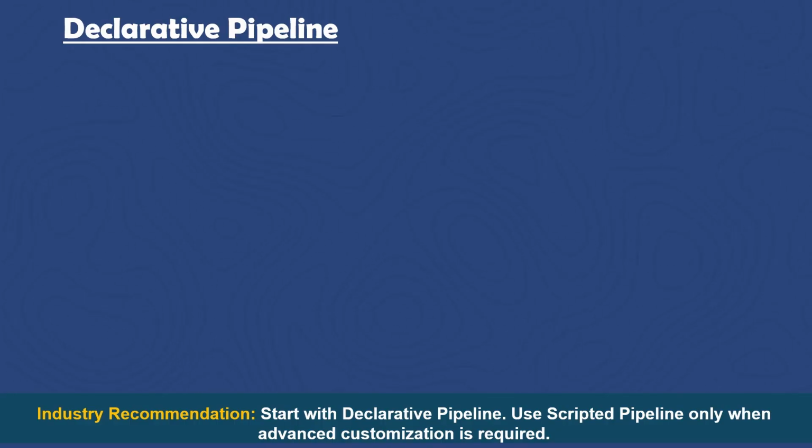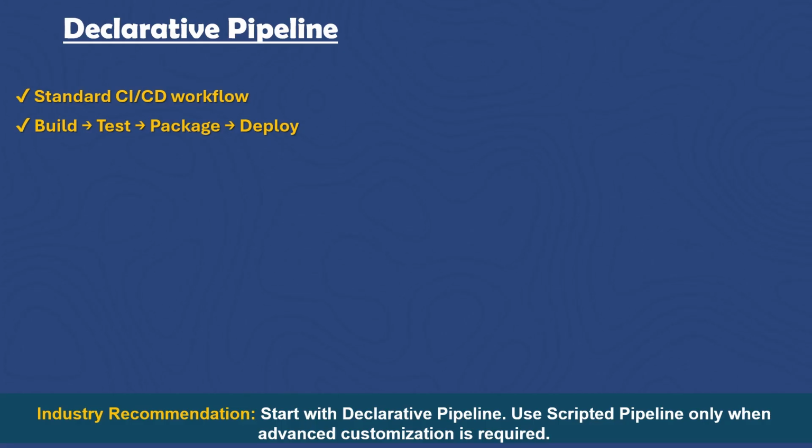If your project follows a typical software delivery process, such as building the application, running automated tests, packaging the software, and deploying it, then you should use the declarative pipeline. This is exactly the type of workflow used by most organizations. Declarative pipelines provide all the necessary features while keeping the code simple and readable.